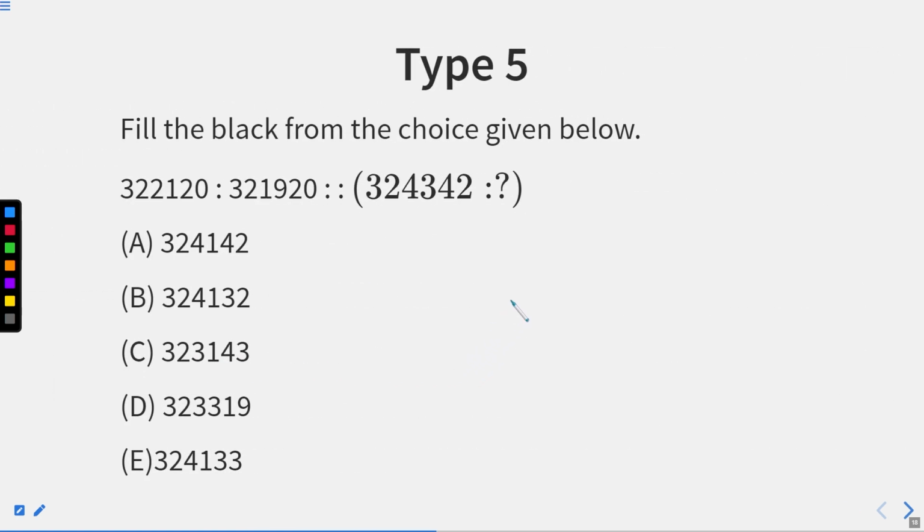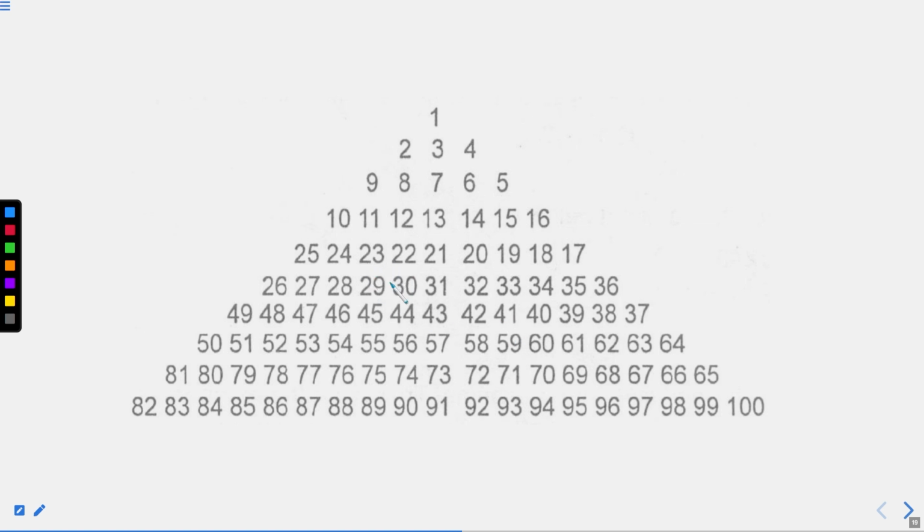Now the type 5, in this we are going to deal with a different pattern. So the number is 32 21 20. If we divide it like 32, 21 and 20, where is 32 right here? 32 21 20. We are able to form this, right?